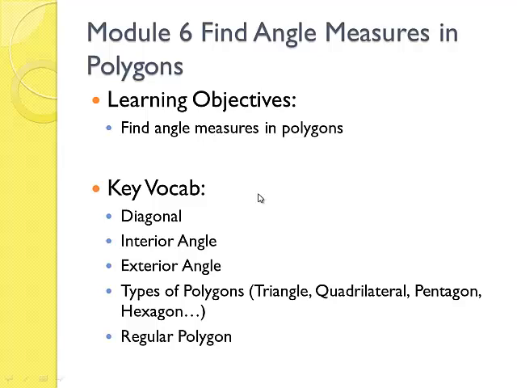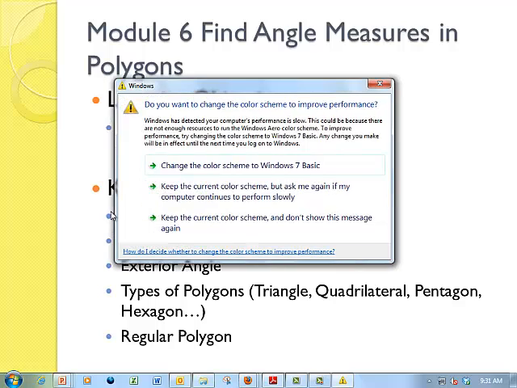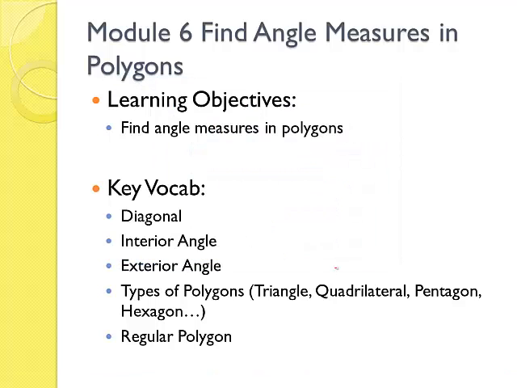This is Module 6, Find Angle Measures in Polygons. Our learning objectives for this module, we're going to be finding angle measures within a polygon. The key vocabulary that you should pay attention to throughout this module is diagonal, interior versus exterior angles, the types of polygons.